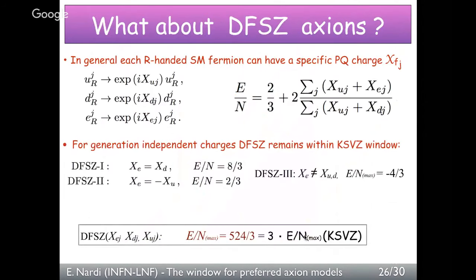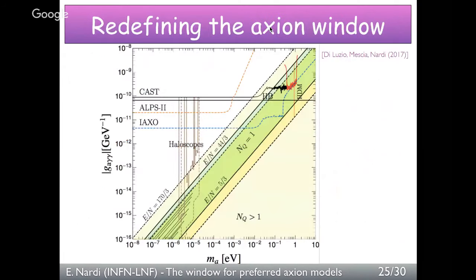Of course, one says, well, what about these DFSZ axions? Well, for generic models which are natural, which are reasonable, you can show that you always fall within the same band. So this band eventually describes all natural axion models that you can think of.